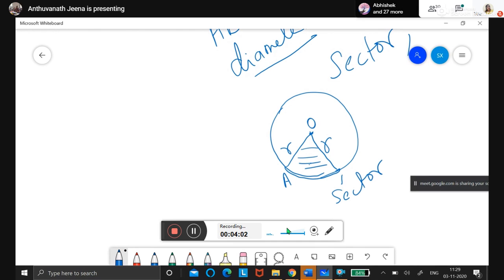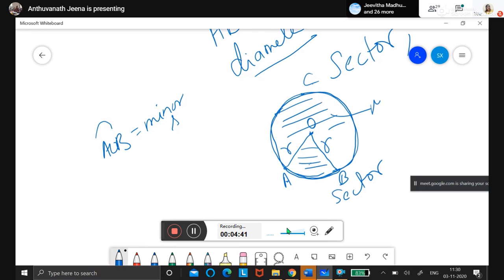So AOB is a sector. It is the space occupied by the 2 radii and an arc. This is the minor sector. Which is the major sector? Suppose I mark a point here as C. I have to put the reverse term. So this reverse part, ACB, this part is the major sector.